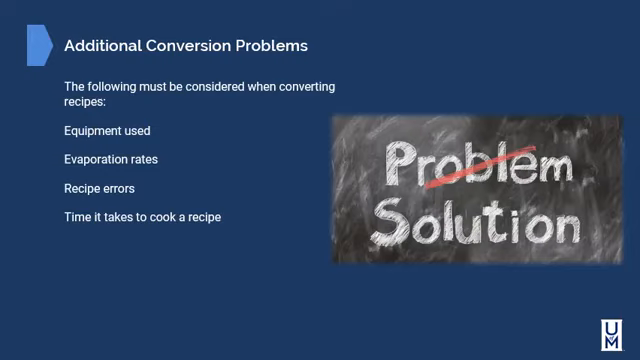Time it takes to cook a recipe. Just like evaporation rates, sometimes the time is going to adjust. The longer you have to cook something may depend on how much ingredients you start with, or whether you're going to add ice as part of the liquid to cool it down for the cooling down process, or if you're going to let it naturally cool down. All of these factors have to be taken into consideration.